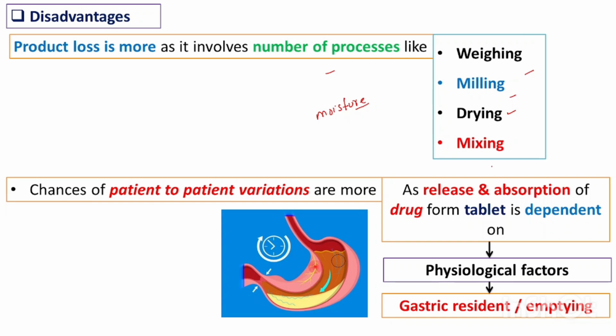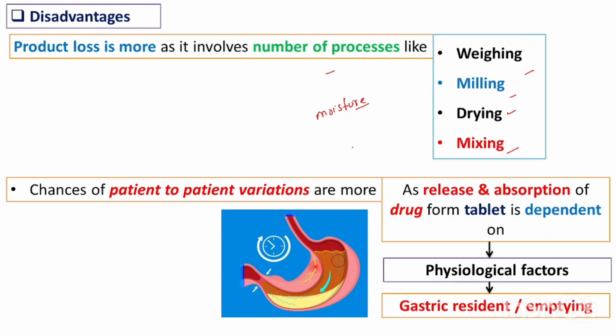Next, mixing. Why is mixing necessary? To make the content uniform, right? It means every tablet needs to have the proper amount of API plus the proper amount of excipient. If there is an increase in API, it may give a toxicological effect. If there is a decrease in API, it may show zero effect on the specific disease. So we need to maintain content uniformity in order to get proper pharmacological action, right?